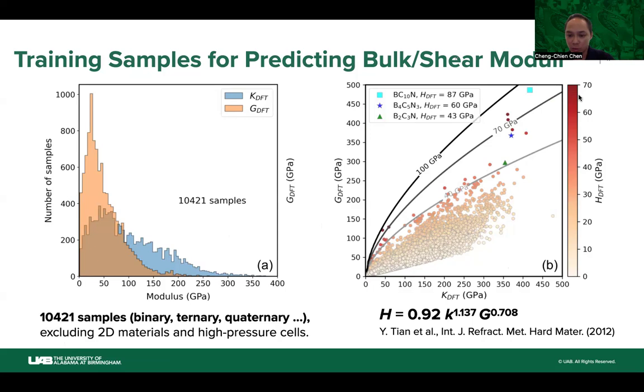I want to note that on the Materials Project, we have only information on the bulk and shear moduli. However, we can use an empirical model, for example the Chen model, where k is the ratio between the shear and bulk moduli, and G is the shear modulus. We can compute the corresponding hardness values, as shown here. Our goal is to find superhard materials above 40 gigapascals.